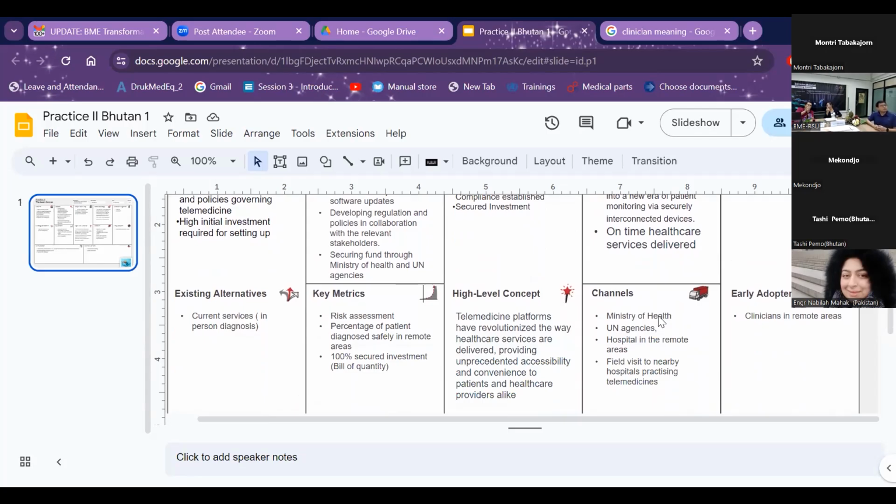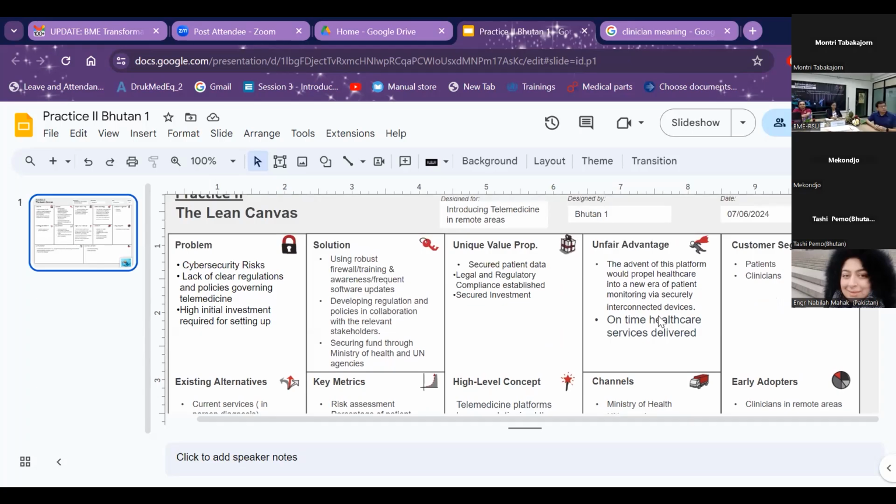telemedicine platforms have revolutionized the way healthcare services are delivered, providing unprecedented accessibility and convenience to patients and healthcare providers alike. And the unfair advantage after the introduction of this platform would be that the advent of this platform would propel healthcare into a new era of patient monitoring via securely interconnected devices, and on-time healthcare services would be delivered.